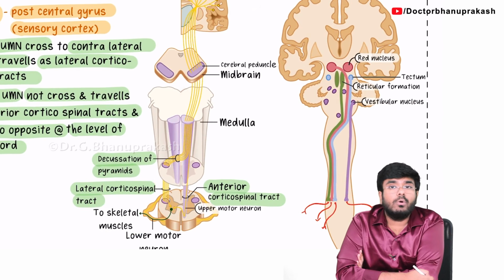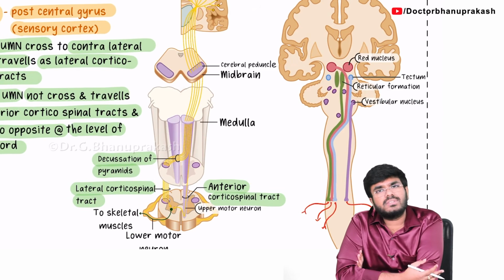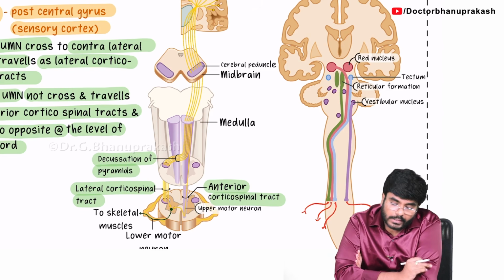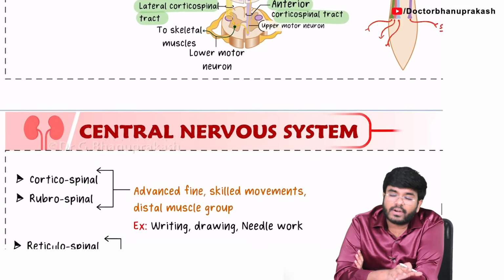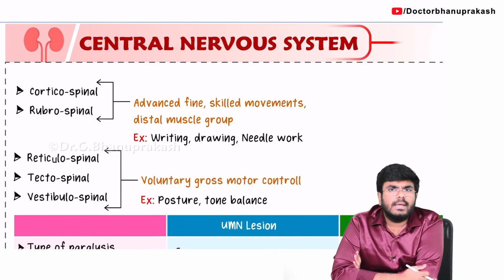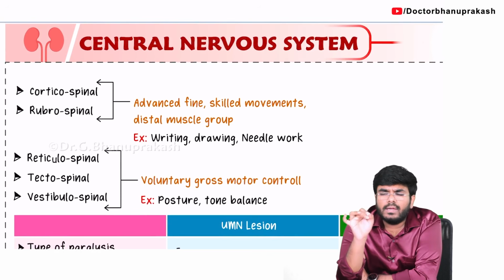Then you will be having a doubt. Sir, if both are causing the contraction of the muscles, then what is the difference between the corticospinal tract and the extrapyramidal tract? See, the difference is the function, the kind of muscle contraction. What kind of movement? It's a very fine, advanced, skilled movement.